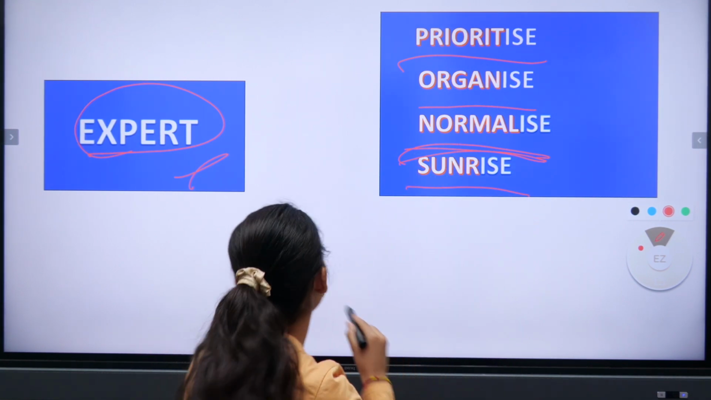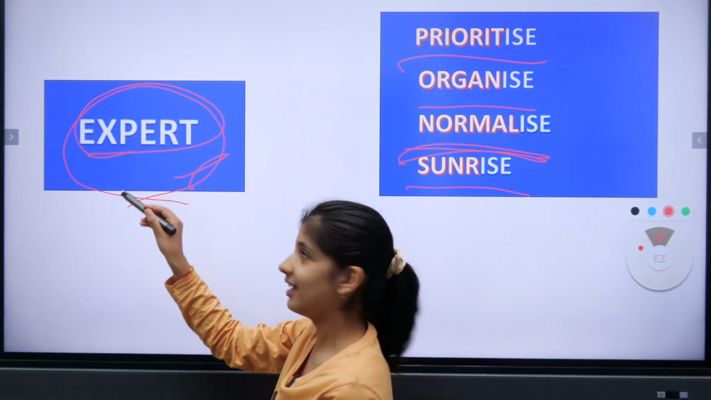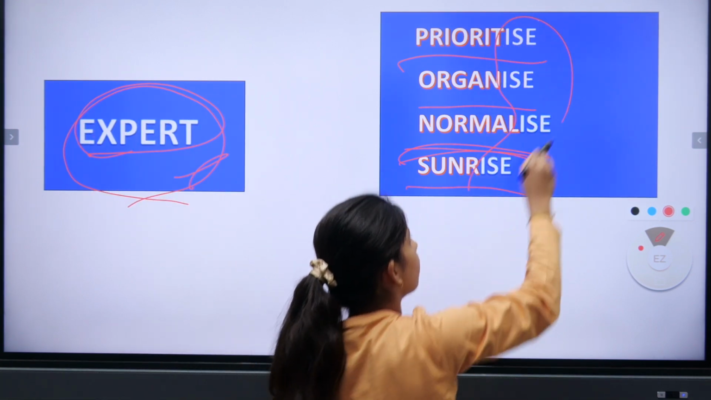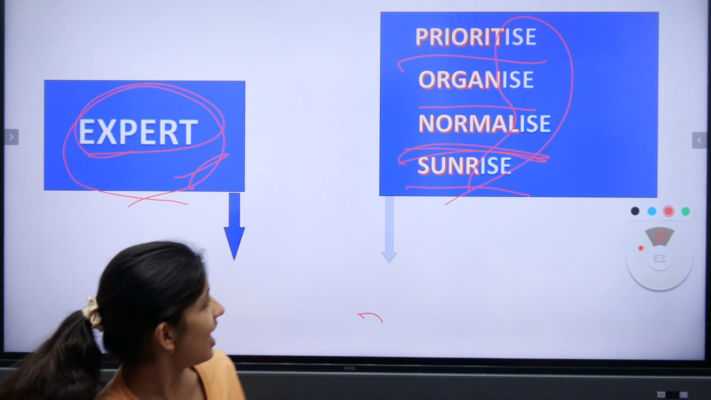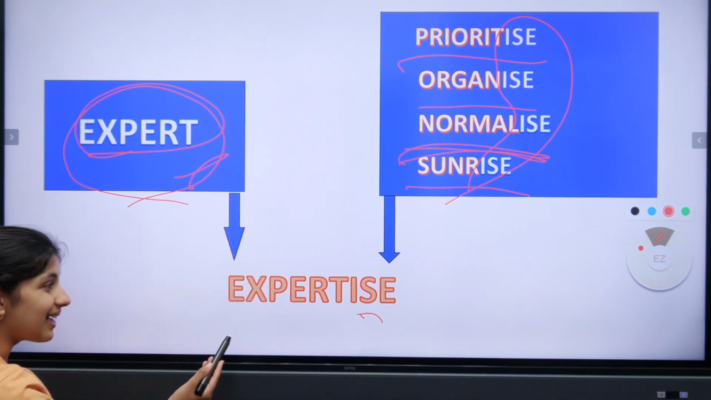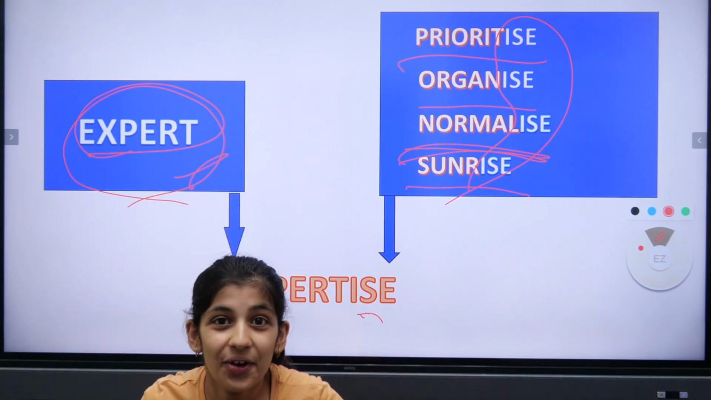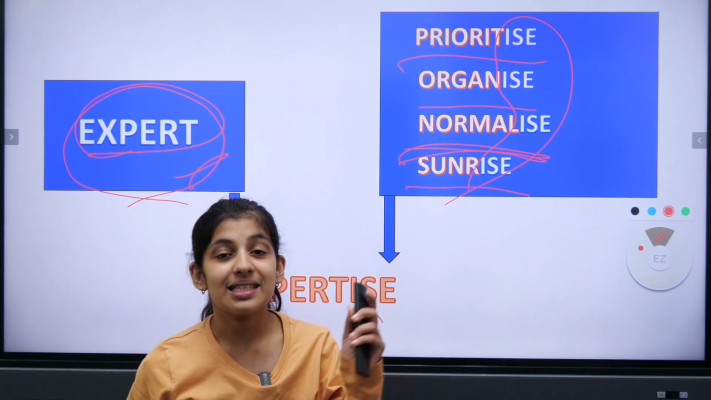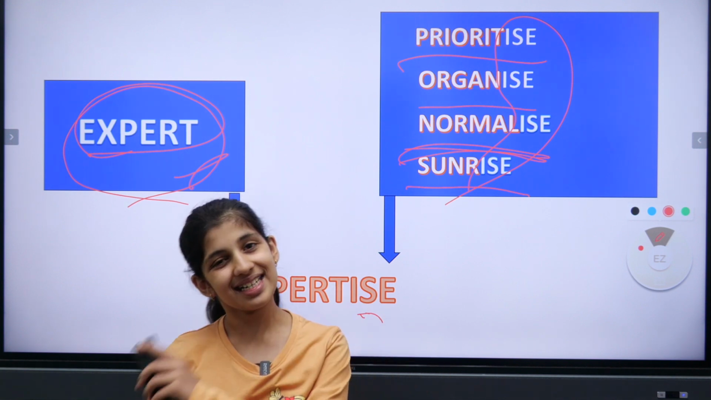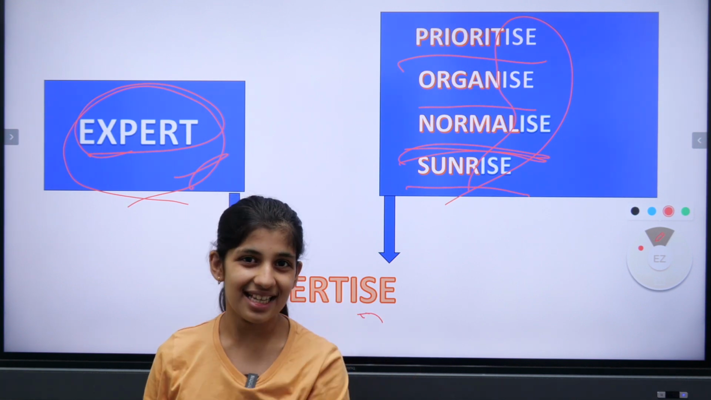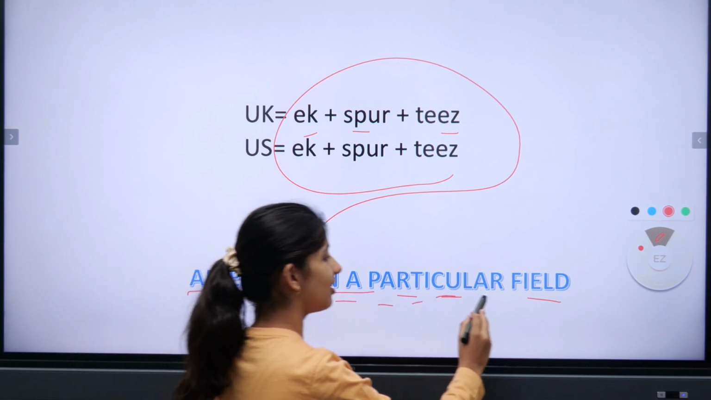But if I take this expert from here and I take the eyes from here, what will it become? It will become expertise. Expertise? Am I right? No, I'm not right. It is expertise. Expertise. An expert in a particular field.